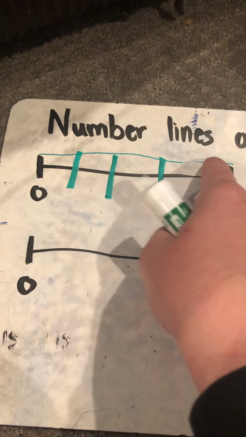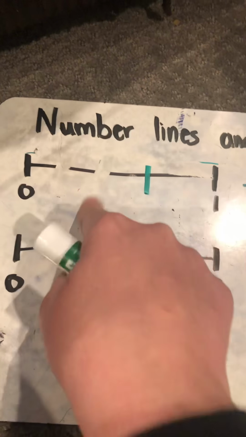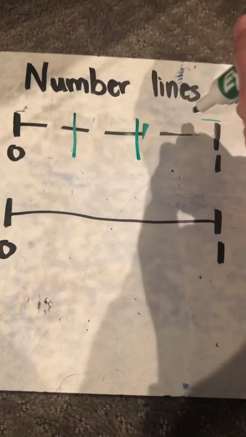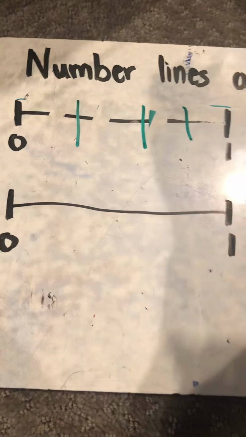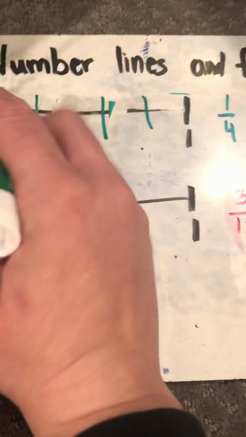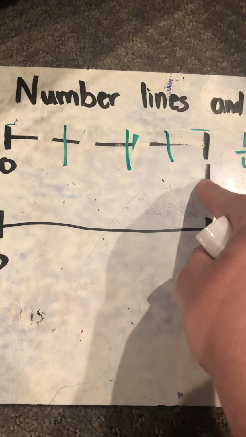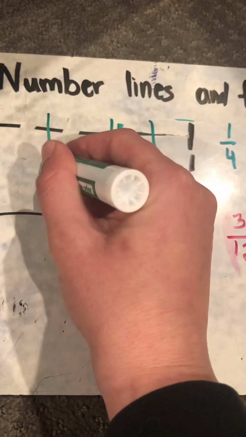Okay, so you want to draw 3 lines on that number line, which I'm going to do again so they're more equal. Okay, and I'm going to find 1/4. So this is 1/4, 2/4, 3/4, 4/4. That equals 1 whole. So this is 1/4.